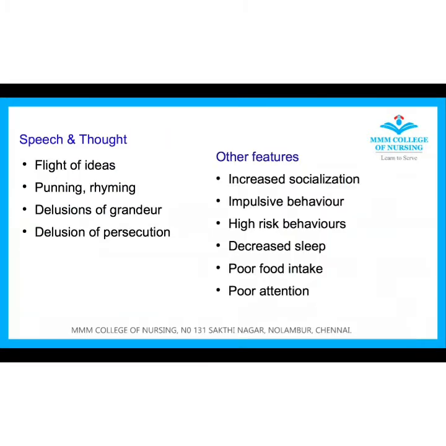Speech and thoughts include flight of ideas, pressure of speech such as punning, rhyming, delusion of grandeur, delusion of persecution, and other features such as increased socialization, impulsive behavior, high risk behavior like reckless driving, foolish business investment, buying sprees, etc. There is also decreased sleep due to hyperactivity, poor food intake, and poor attention, judgment, and poor insight.